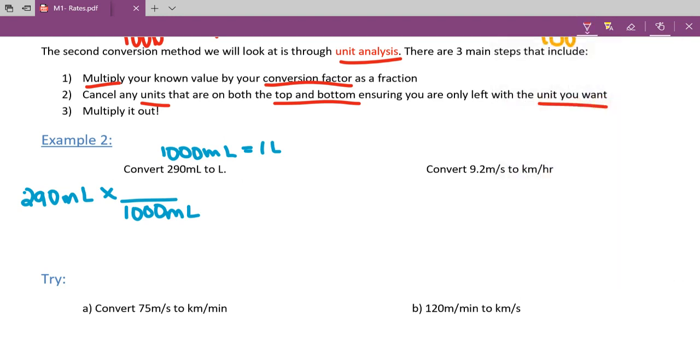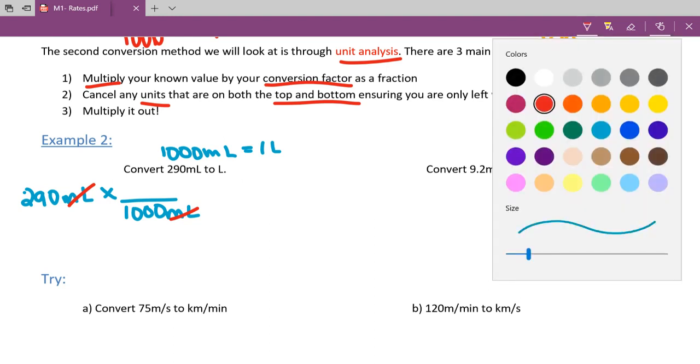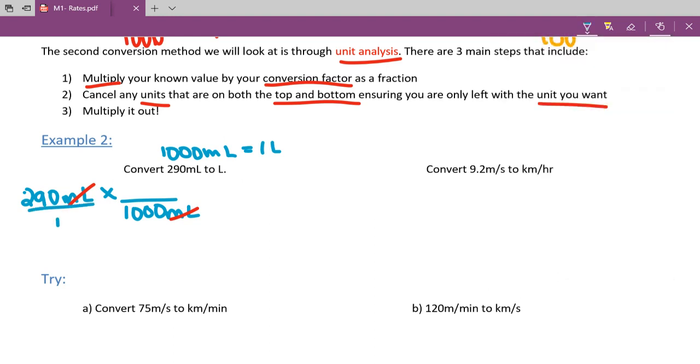Because what's happening here is I have milliliters on the top and milliliters on the bottom, right? When we multiply fractions, numerators multiply by numerators, so that milliliters stays in the top. If it helps to visualize it, think of this as 290 milliliters over 1. Right, we have common units in the top and bottom. We can cancel those out. But if I put 1 liter on the top, that means the only units I have left are in liters.